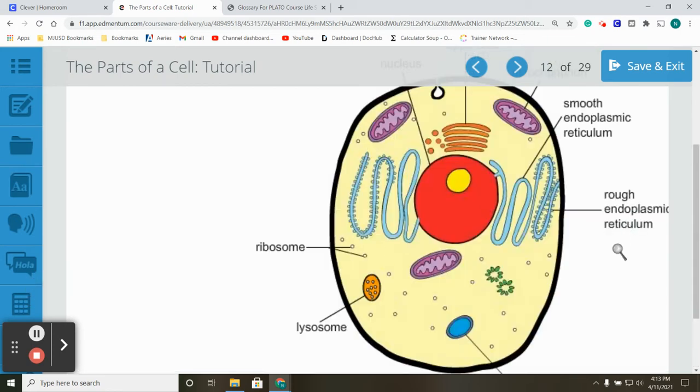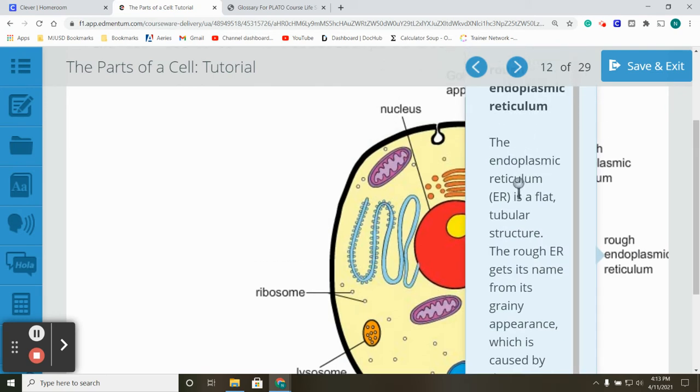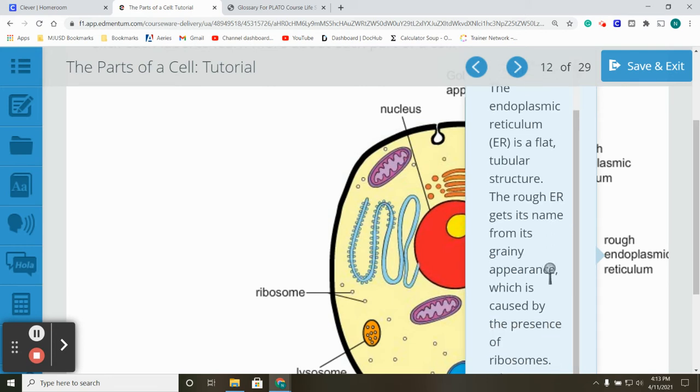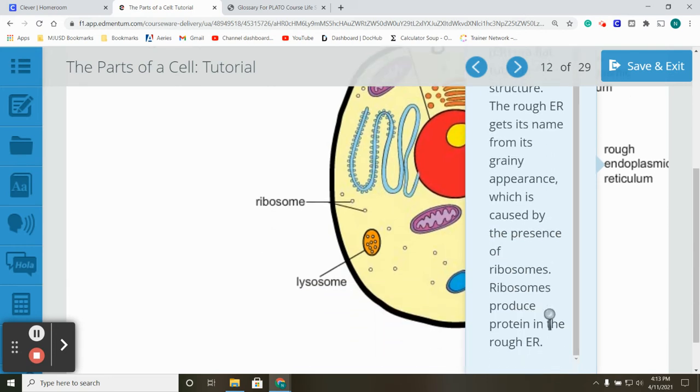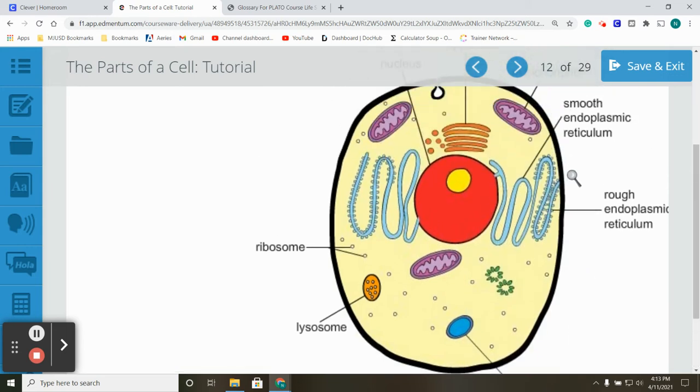Rough endoplasmic reticulum. The endoplasmic reticulum, or ER, is a flat tubular structure. The rough ER gets its name from its grainy appearance, which is caused by the presence of ribosomes. Ribosomes produce protein in the rough endoplasmic reticulum, or ER.